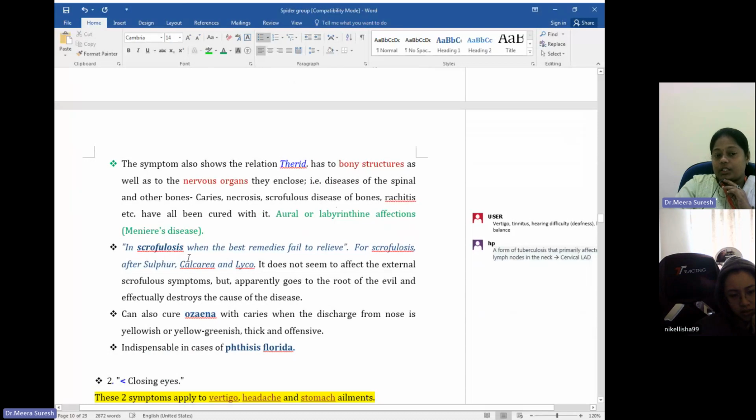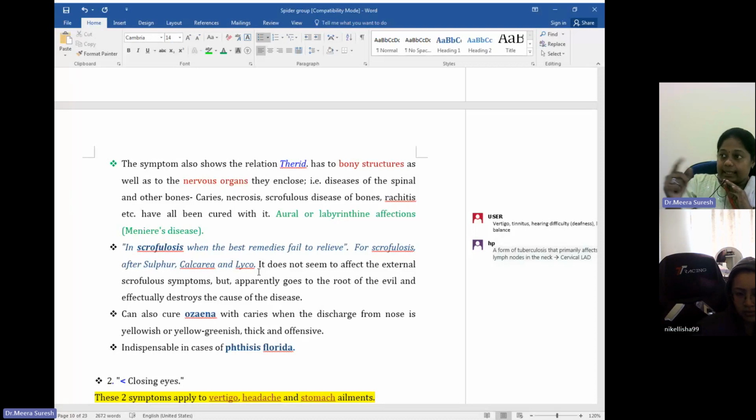Then in scrofulosis, when the best remedies fail to relieve, that's how it is given. In scrofulosis after sulfur, calcarea, and lycopodium. Sulfur, calcarea, lycopodium, we have already discussed in our initial classes. They are a chain of cognate remedies we call. It has to be gone in a sequence.